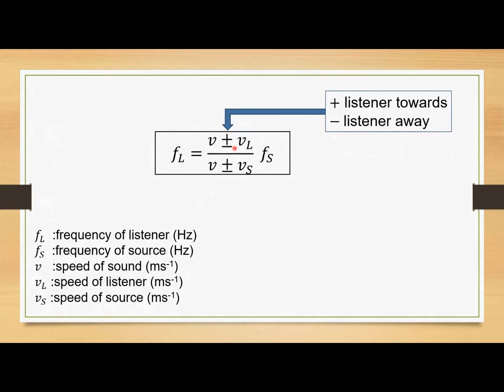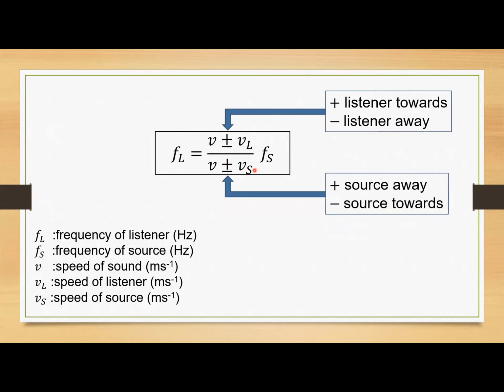Okay, and what about the denominator? Well, how do we know when to use plus and when to use minus for the speed of the source? Okay, do you know it? Okay, so if the source is moving away from the listener, then you will use a plus sign. Okay, and if the source is moving towards the listener, you will use the minus sign. Okay, so that is all that we need to know about this equation, and then we should be able to do the calculations. Okay, so that is the Doppler effect for sound.